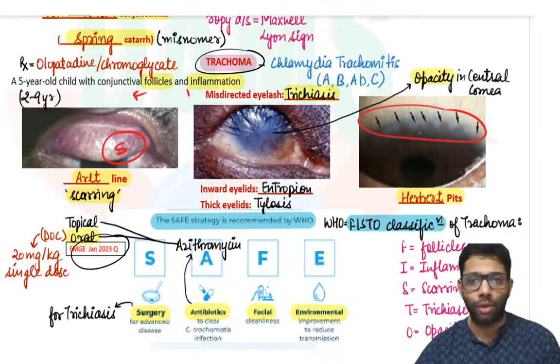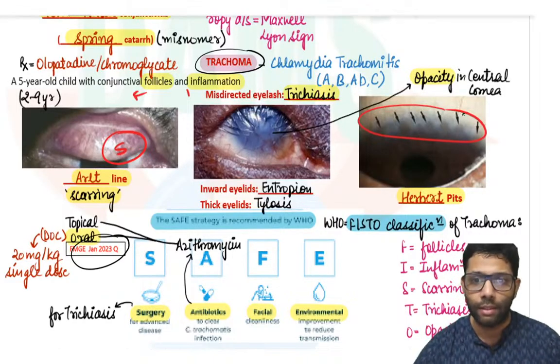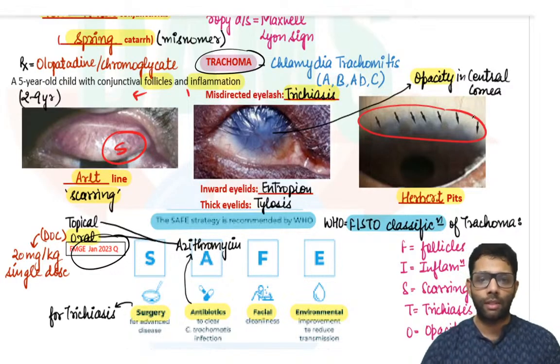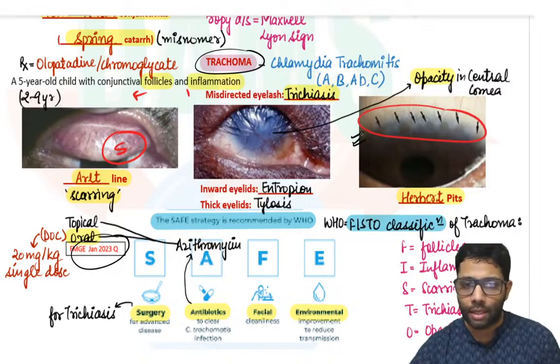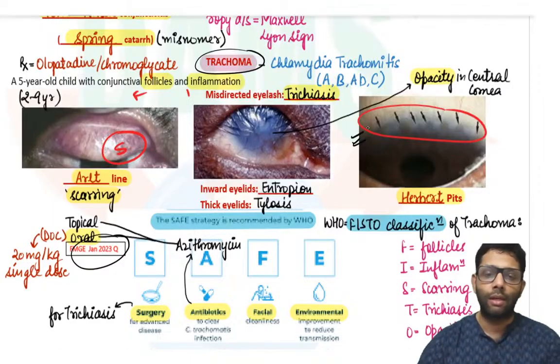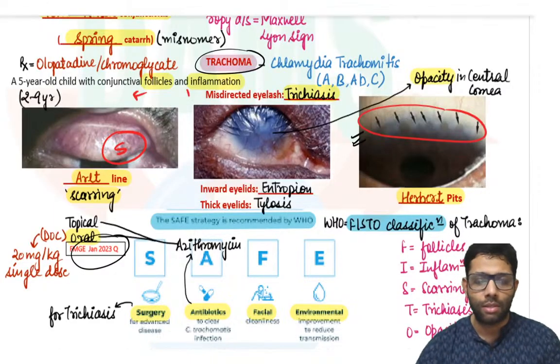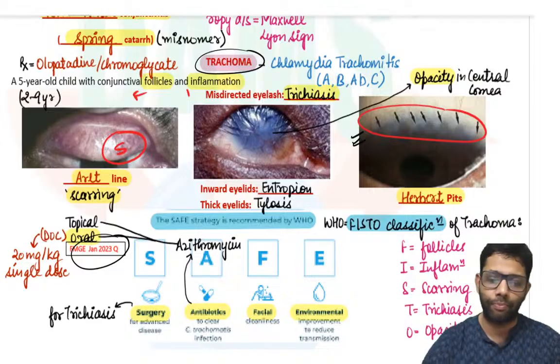Now this is a repeat question again in July 2025. That is the same picture, Herbert pits in trachoma. The same picture was asked in the exam. The same picture was asked in the NEET exam. The same was asked in the FMG exam.